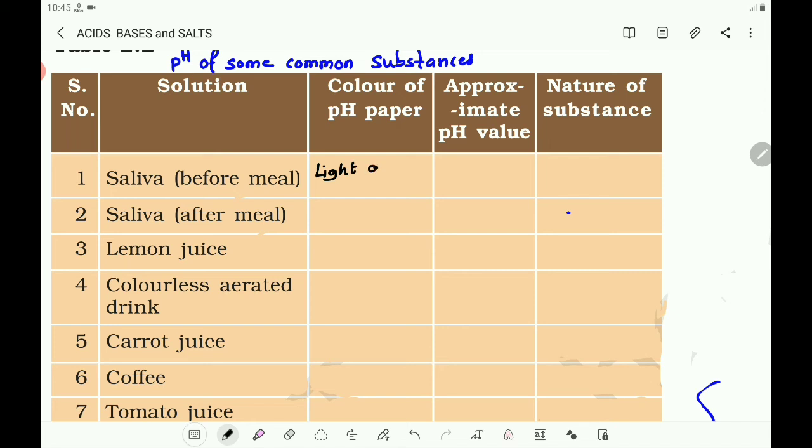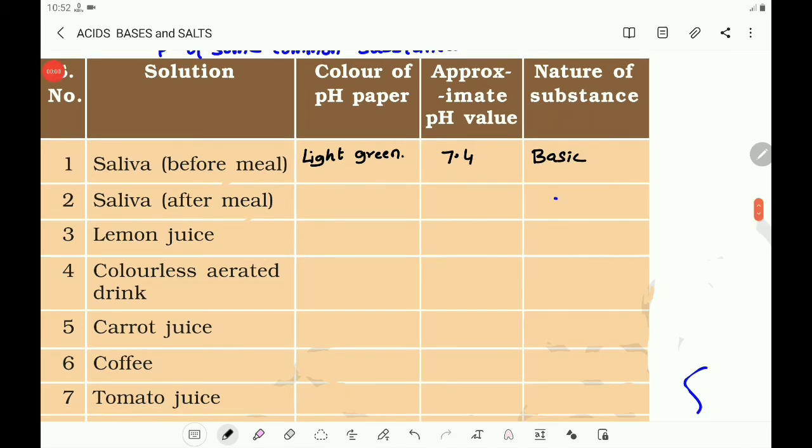So write, what is the color of the pH paper in the saliva before meal? It is light green. Then what is the approximate value of pH? The approximate value of pH is 7.4. Here you got more than 7. If the pH value is more than 7, then it is basic in nature. So you take basic. So you got that before meal the saliva was basic.